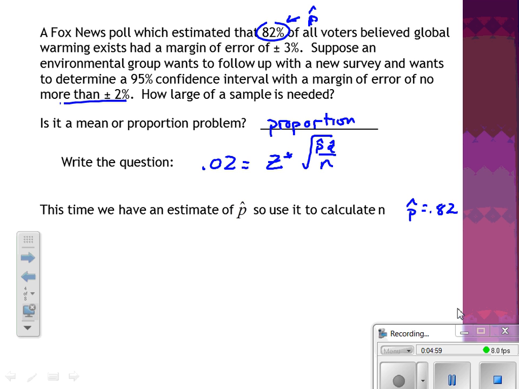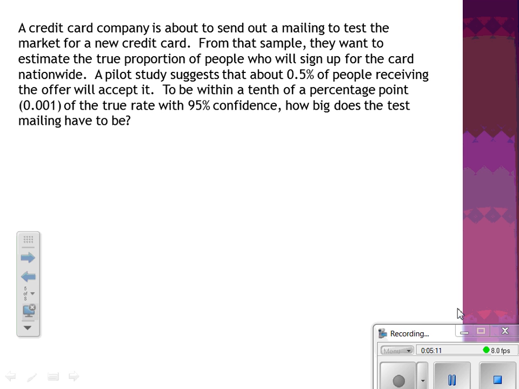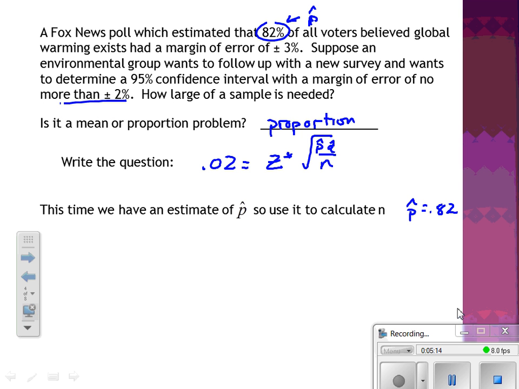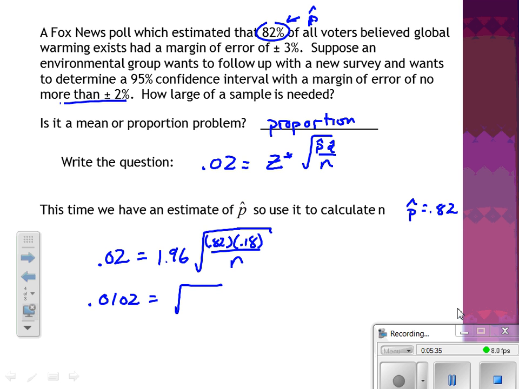In the last problem, we didn't have a guessed or estimated proportion, so we had to use 50-50. This time we do have a p hat, so we'll use it. So 0.02 equals 1.96 times the square root of 0.82 times 0.18 over n. One step at a time: 0.02 divided by 1.96 is 0.0102, which equals the square root of 0.82 times 0.18, which is 0.1476, over n. Square both sides.